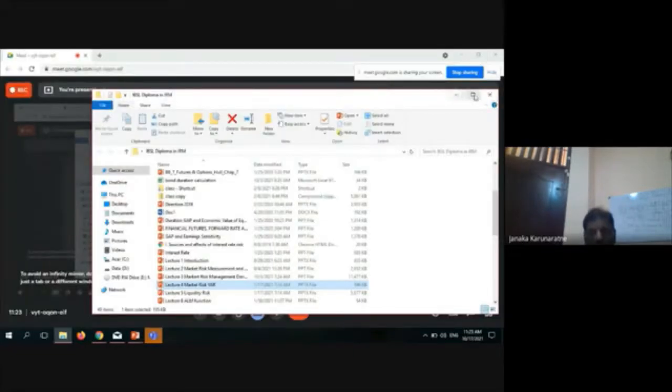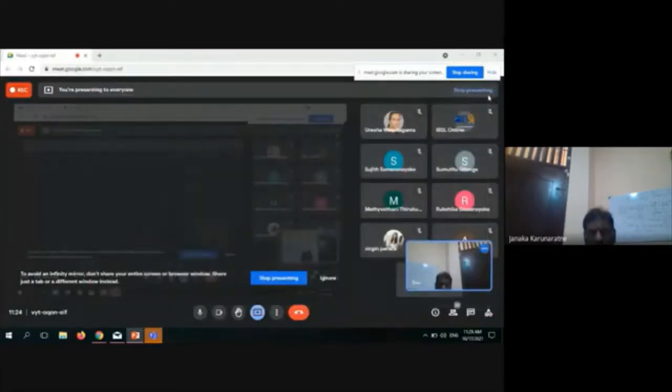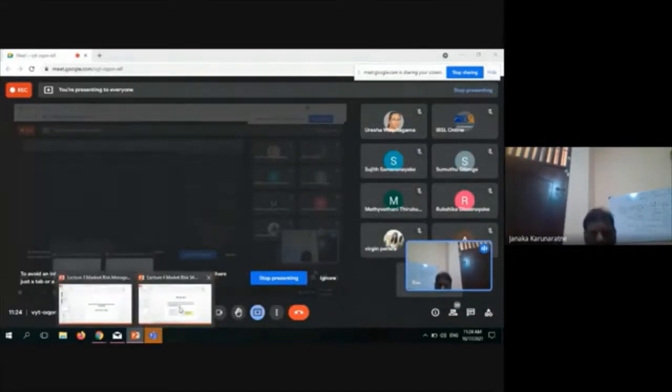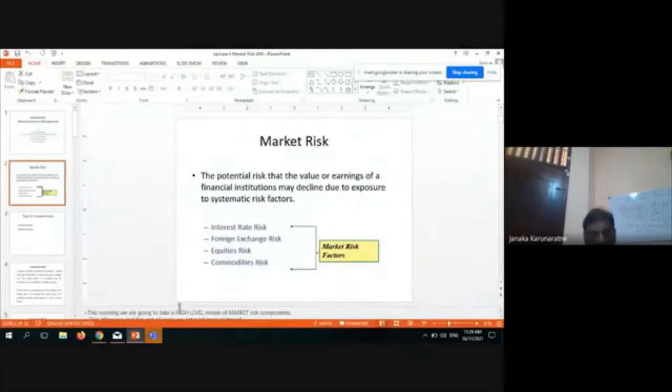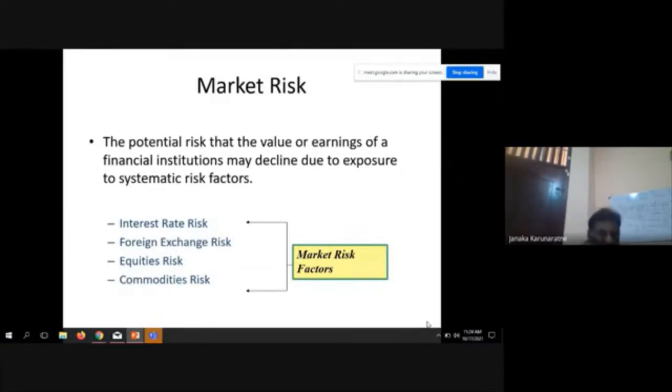Okay, if we don't have any questions, let's move on to the value at risk modeling. Okay. I think we begin with this slide. Market risk is the potential risk that the value or earnings of a financial institution may decline due to exposure to systematic risk factors. So what are those? Interest rate risk, foreign exchange risk, equities risk, and commodities risk.